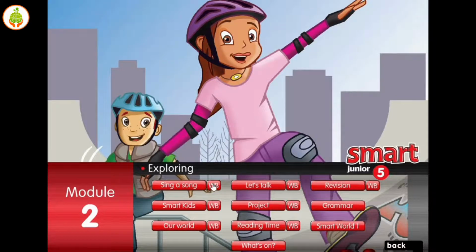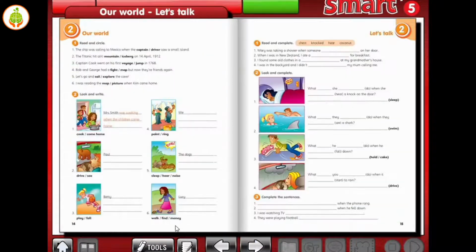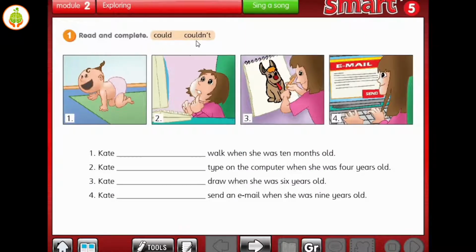Today we're going to solve page 12, page 13, and page 14. Okay, so let's start with page 12, exercise 1. We have to use could and couldn't. Could and couldn't. So, number 1. Look, this is picture number 1.